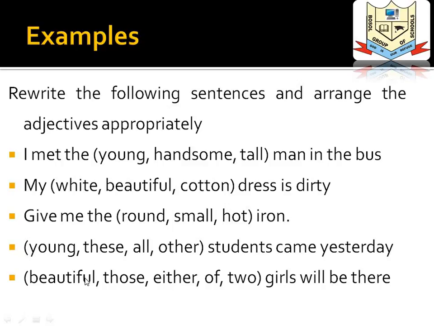And then the last one, we have 5 different adjectives here. We have beautiful, those, either, of, two. So we say either of those 2 beautiful girls will be there. That is the appropriate way to arrange or to position our adjectives in a sentence.